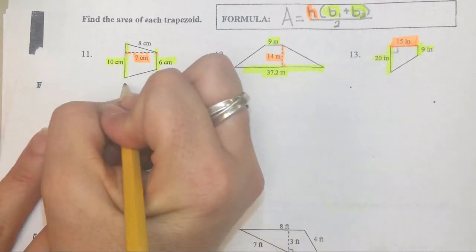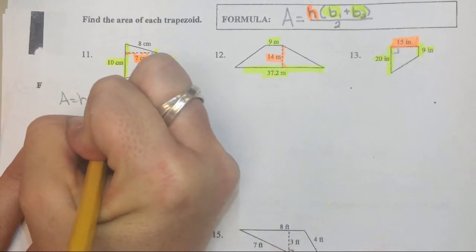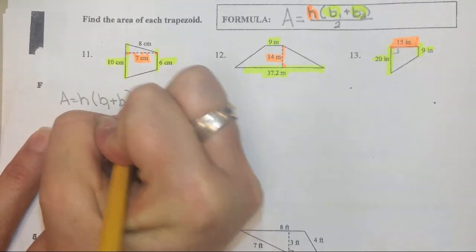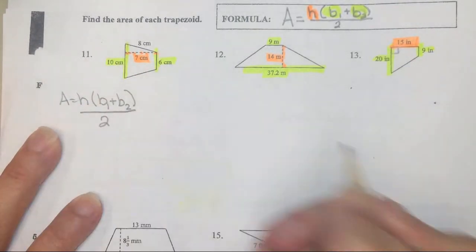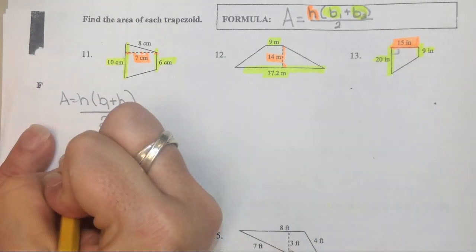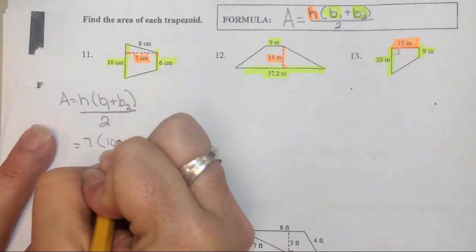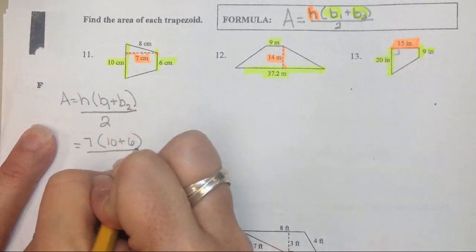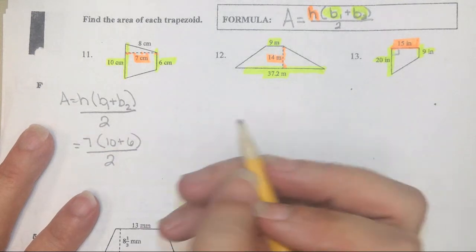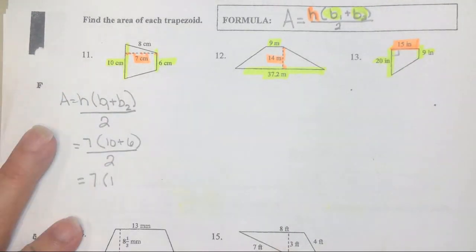Okay, now, number 11. Area equals height, base 1 plus base 2, divided by 2. Okay, my height is 7. My bases are 10 plus 6. Okay. I'm going to pause it right here.